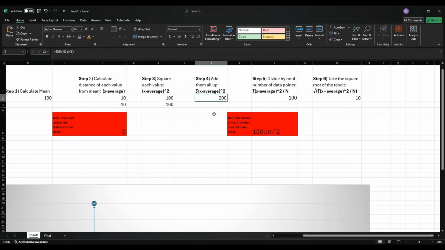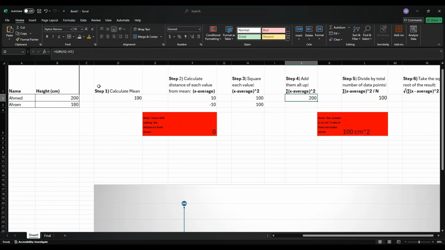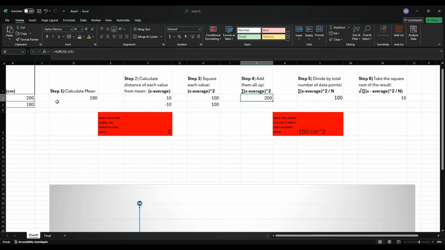Now the fourth step is to add up the squares of the distances from the mean. We do that and we get 200. Now this is the sum of squared deviations, and this represents the total deviation of our sample, which is 2 data points.